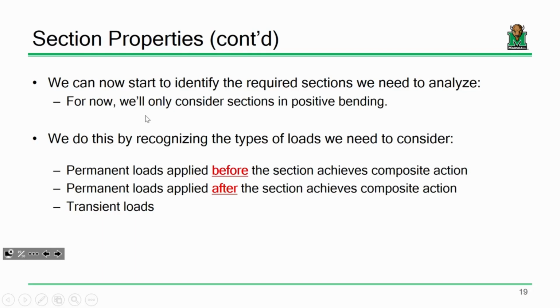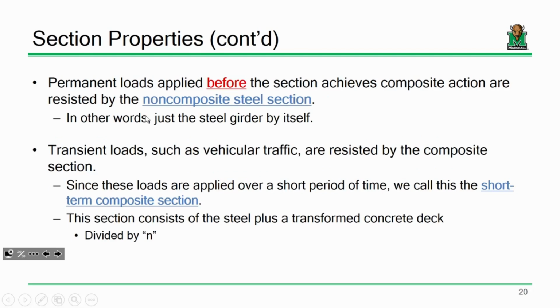So what do I mean by after the deck cures? I mean things maybe like concrete jersey barriers or overlays or future wearing surfaces or things like that. There are loads that are applied after the deck is cured, but there's obviously a significant number of loads that are applied before the deck cures. So I'm splitting that up into 3 categories, and also the transient loads. Now, the permanent loads that are applied before the concrete cures, before we get composite action, they have to be resisted by the steel beam by itself. So that's section number 1, the non-composite steel section, just the steel section by itself.